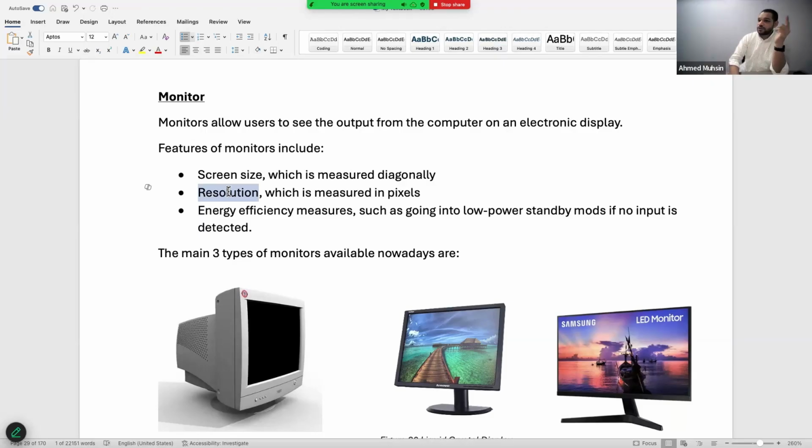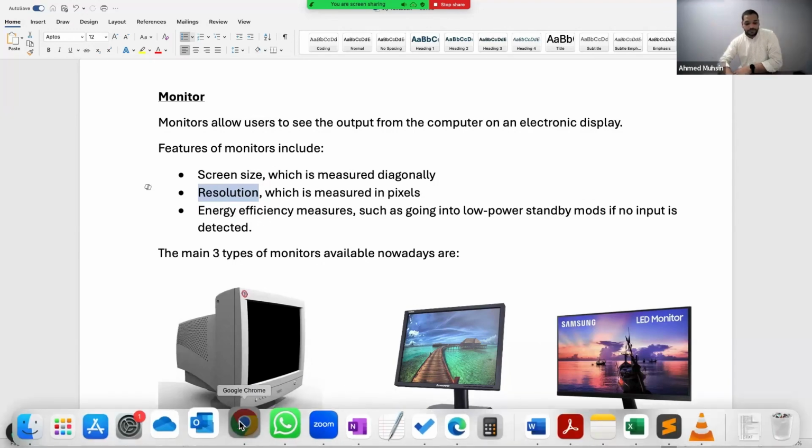Number two is resolution. Resolution means the number of pixels that this monitor can accommodate. So guys, are we looking for a higher number or a lower number? We are definitely looking for a higher number. And number three, energy efficiency, which means how much electricity this device is going to consume. Typically we want a device that consumes less electricity, which means we want a device with high efficiency. Everybody okay with this?